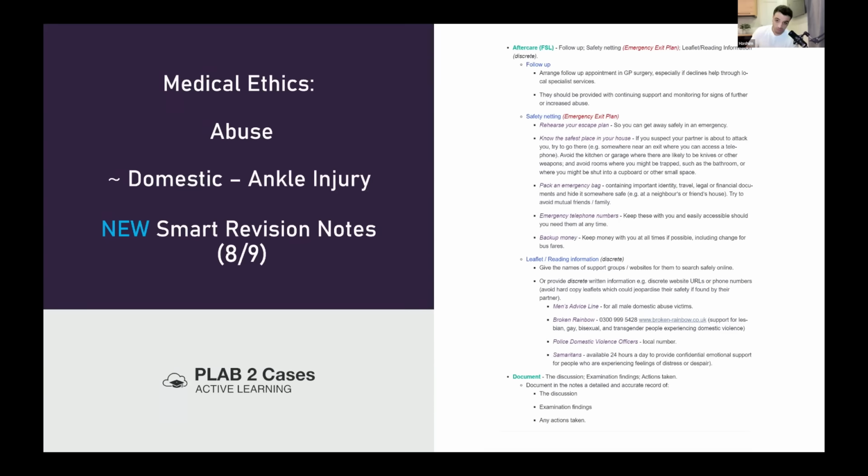Any photographs as well. It is good to take them, especially, for example, in rape. You have to take photographs. And document any actions that you've taken, like referrals and signposting to support groups, asking about suicidal thoughts, and advising an emergency exit plan.